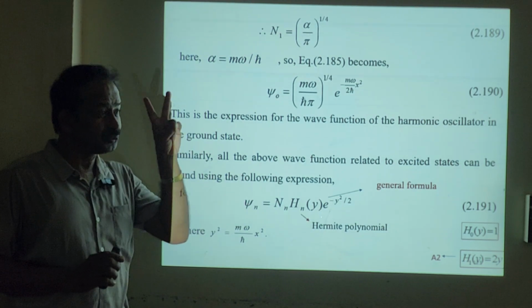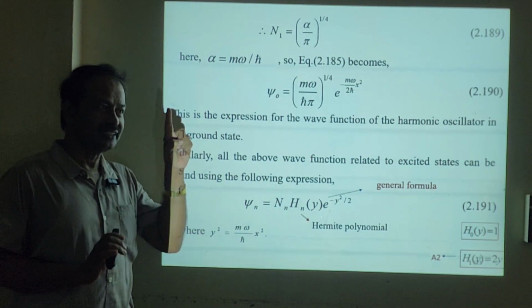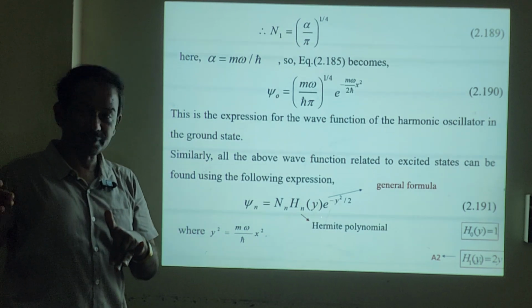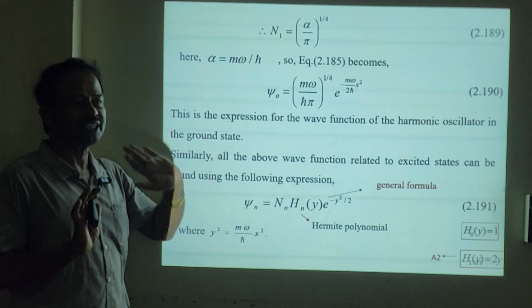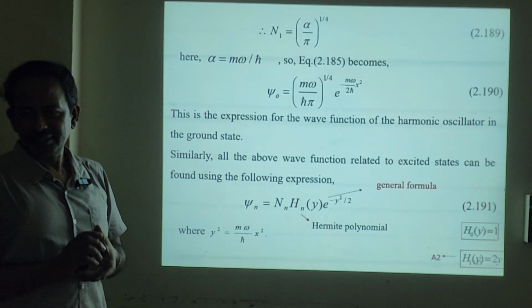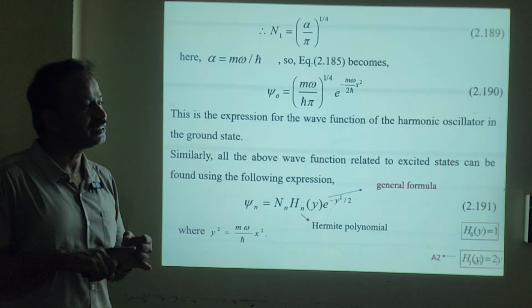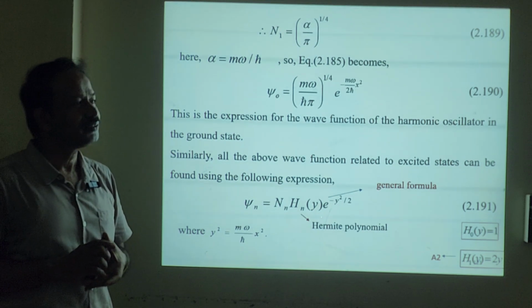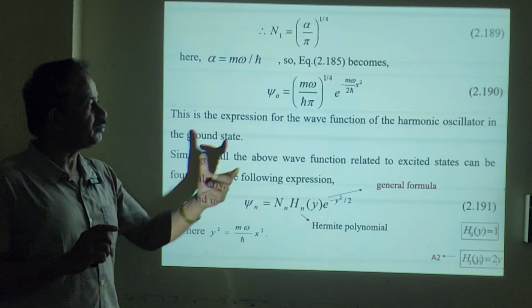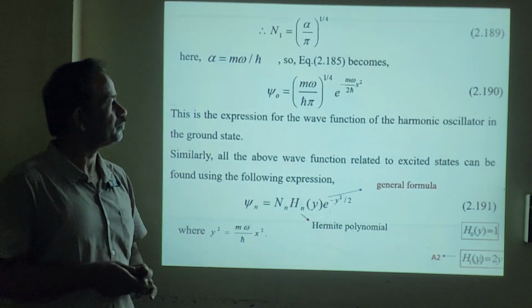So one target, two targets are a little bit over: the energy eigenvalue and the ground state wave function. We will have to find out the other wave functions also. We have found out only the ground state wave function. So which operator have we used? Annihilation or creation? We have used only the annihilation operator, and we have found out the ground state wave function.